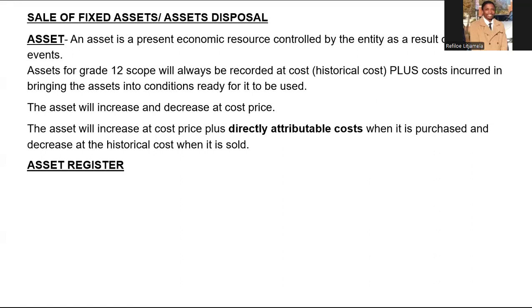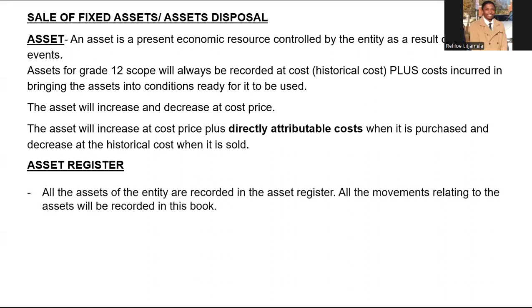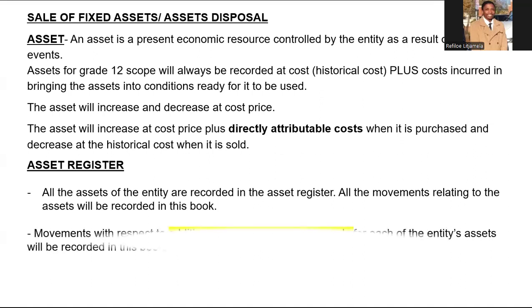So in your asset register, you record all the assets of the entity and all the movements relating to the assets will be recorded in this book. When we talk about movements, we're just simply talking about three things: any assets purchased, depreciation on that asset, and any assets sold. And each asset will have detailed explanations about additions, depreciation, and disposals.